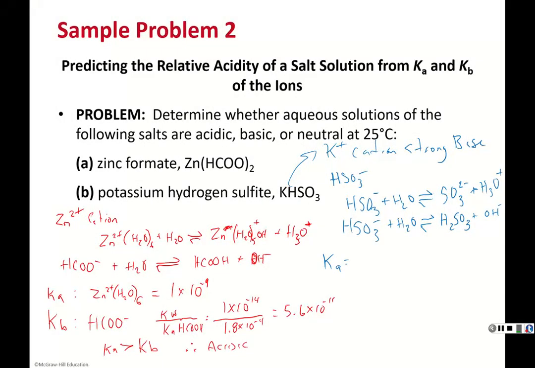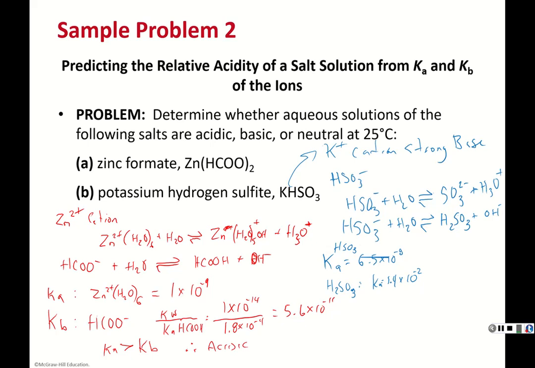Okay, we can look this up. Ka for HSO3 minus. Right, so this is HSO3 minus. The Ka value is 6.5 times 10 to the minus 8. We can also look up a Ka for H2SO3. Its Ka value is going to be 1.4 times 10 to the minus 2. Well, that really doesn't help us, right?